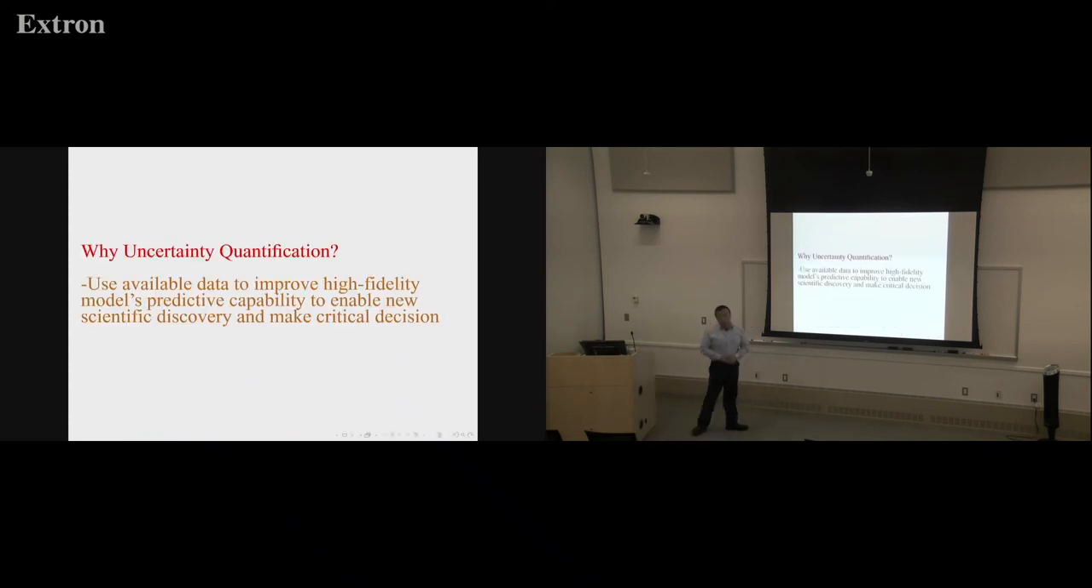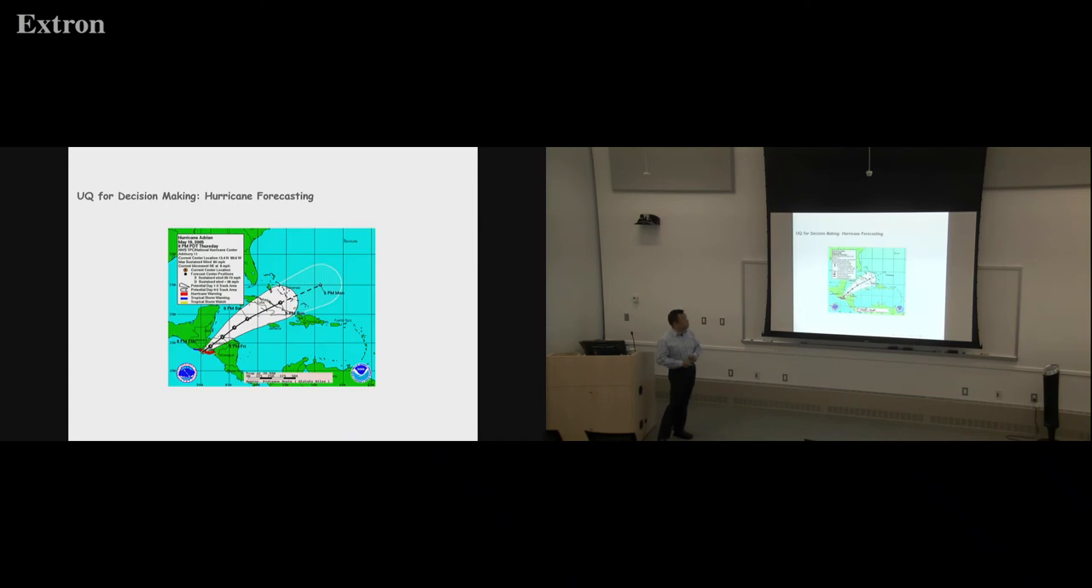So why UQ? With UQ, we use data to improve the high-fidelity models and their predictability, to enable scientific discovery and make critical decisions. One example is using information from satellites, radar, and different resources to improve our model's predictive capabilities. We have a model, but the model is not perfect, so we want to incorporate all the real-time information. This is one example.